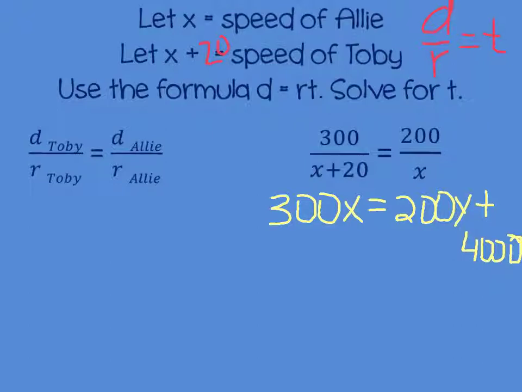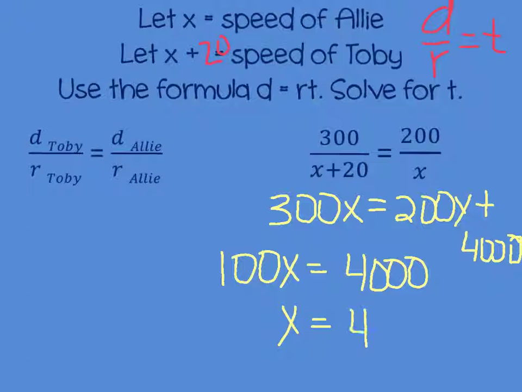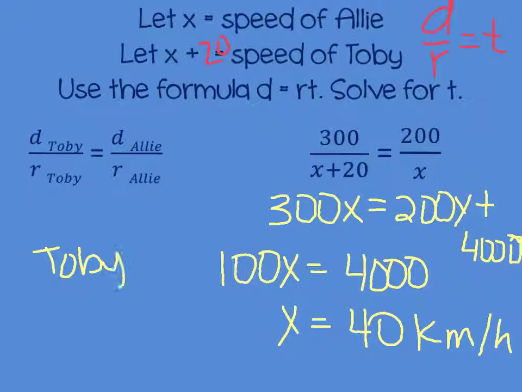So we subtract 200x from both sides. So we have 100x is equal to 4,000. We have x equals 40. So Allie is driving 40 kilometers per hour. Toby is driving 60 kilometers per hour.